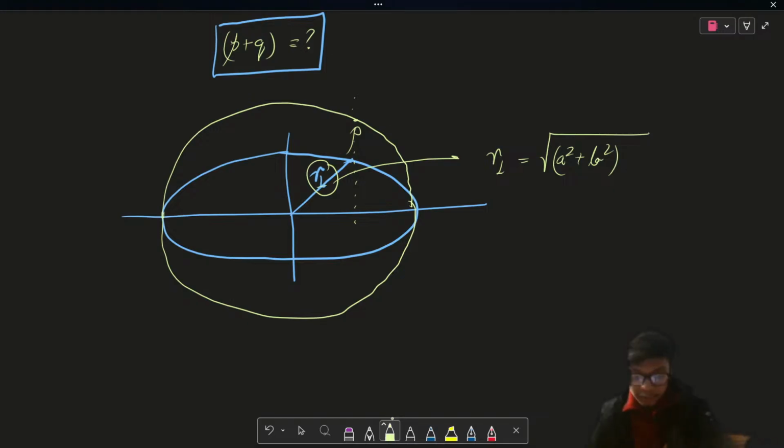If I do that, and since point P is known to us, it is given as 2 root 3 upon root 7 comma 6 upon root 7, right? This is my point P, right?